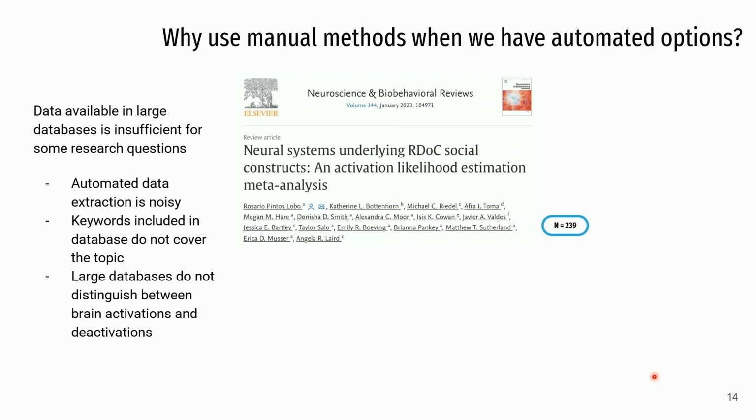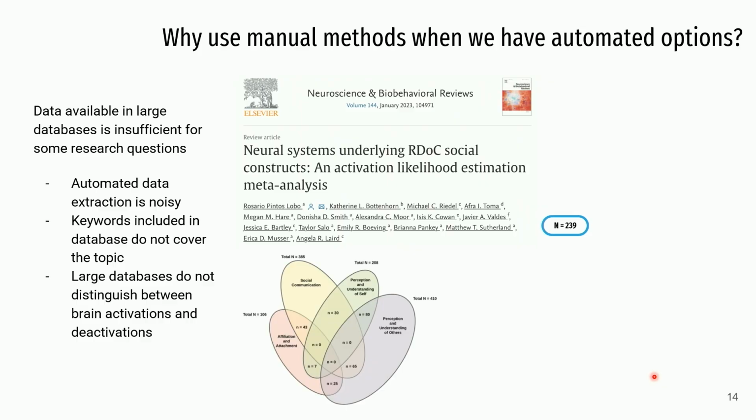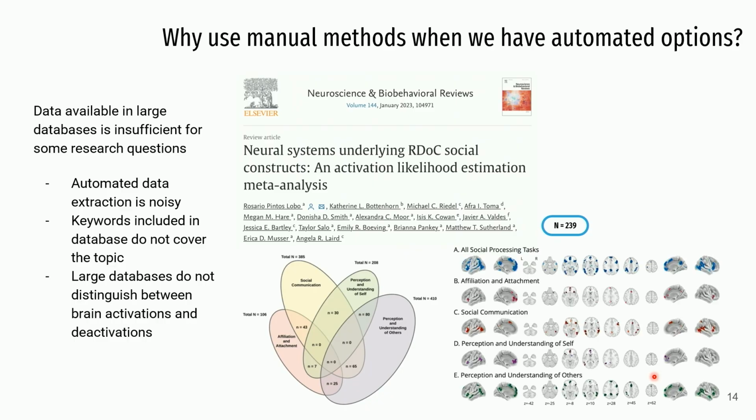So we have this study by Pintos Lobo et al., where they're looking at RDoC approaches to social constructs. So their meta-analysis covered 239 studies, but as they're looking at differences in social constructs, they wanted to have a more granular, fine-grained approach to be able to parcellate each of their search queries into these 5 different categories of social constructs. And so this was a case where taking an automated approach would not fit their research question.